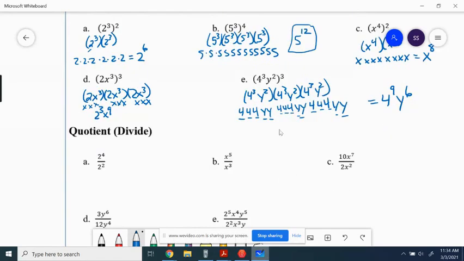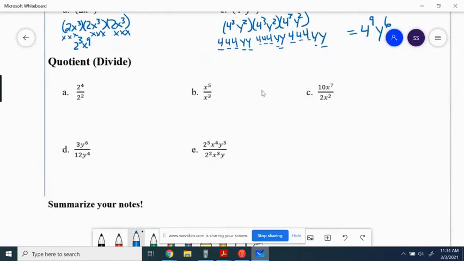Last thing. Okay. Looking at quotients or division. So what we have here is 2 to the fourth over 2 to the second. So this is 2 times 2 times 2 times 2 all over 2 times 2. All right, and we should notice that if we have the same number in the numerator and the denominator, they will cancel out. So for this one here, we're just left with 2 squared.